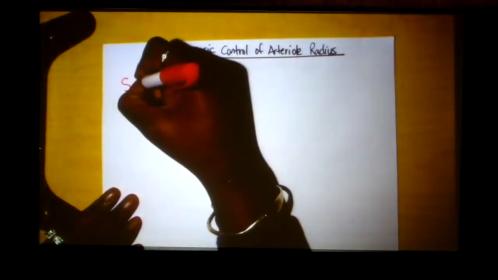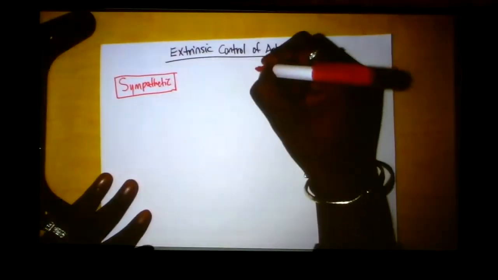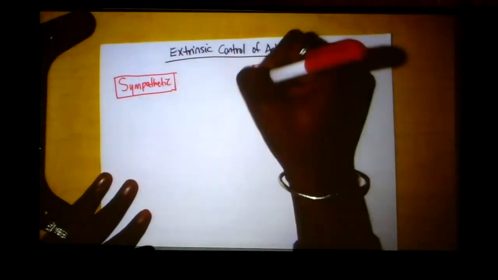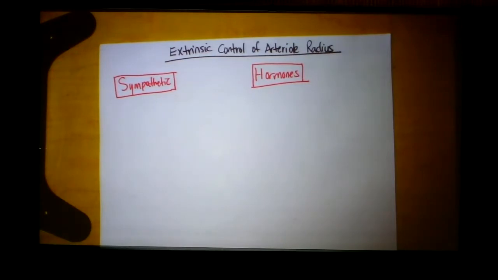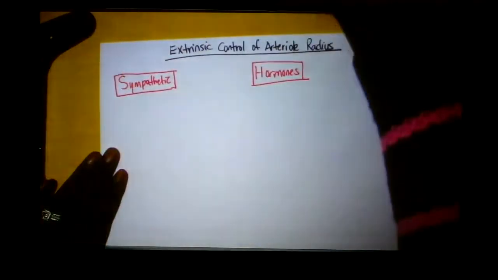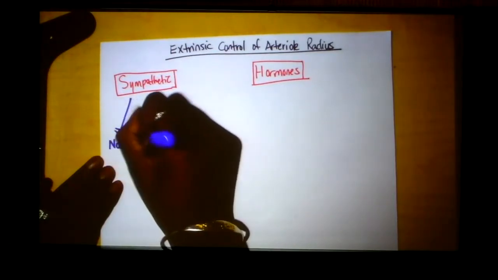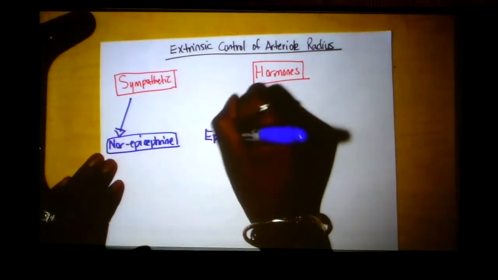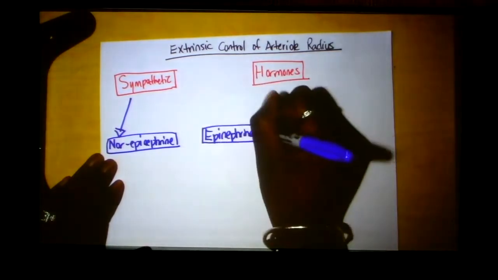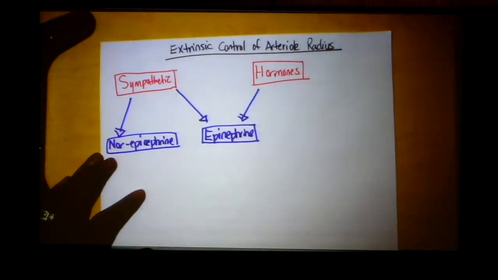So we spoke about the sympathetic system as one of those factors that regulated arteriolar flow. And then we also mentioned some hormones. And we know that one of our hormones has the ability to also be a neurotransmitter. So we're going to speak about it in terms of both those regards, okay? So we have norepinephrine. We have epinephrine. And we know this can be both a neurotransmitter and a hormone if it's being released from the adrenal medulla.